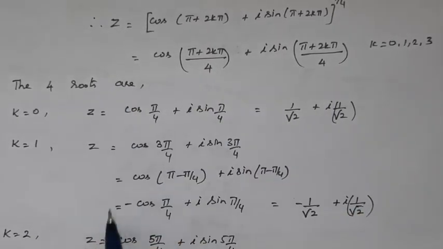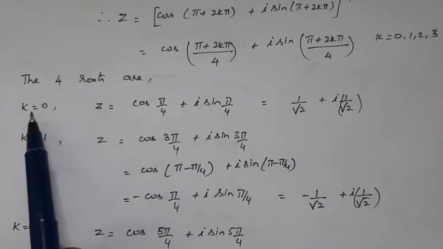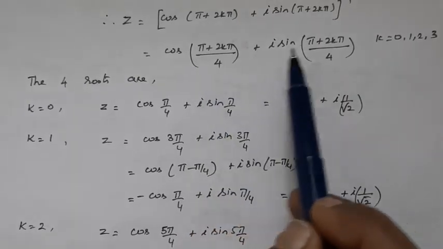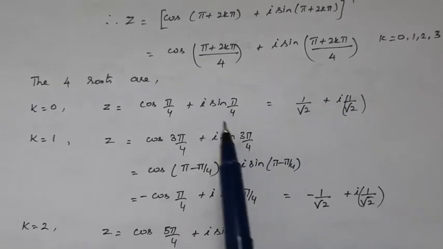Now let us see what the 4 roots are. When k is equal to 0, z will be cos of pi by 4 plus i sin pi by 4.